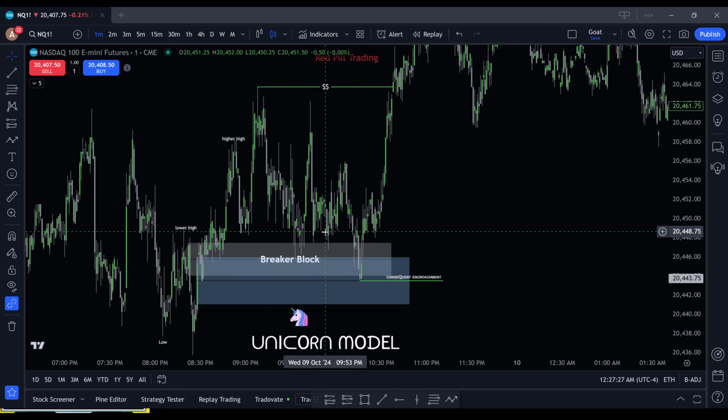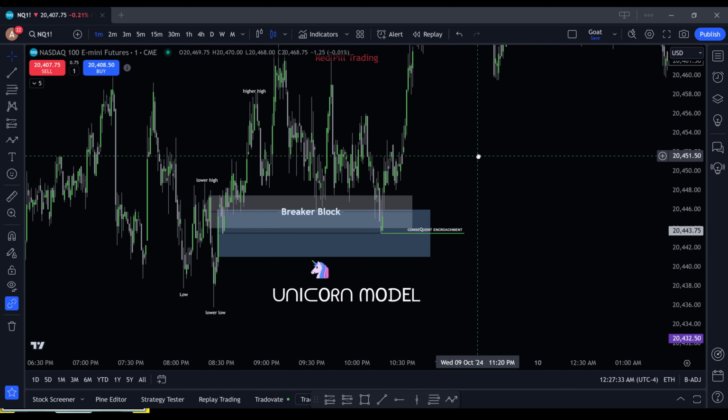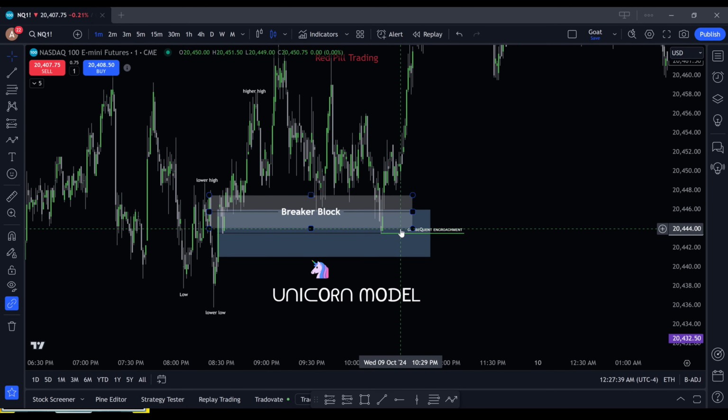Okay, now entries are going to be different for everybody depending on your risk tolerance, but I would always recommend that you enter near consequent encroachment. Okay, that's going to give you the best risk to reward, as opposed to entering on the breaker block, at the tip of the breaker block, or at the tip of the fair value gap. Because a lot of times when you see this exact formation, you're going to see that it likes to trace back into the fair value gap, at least a little bit.